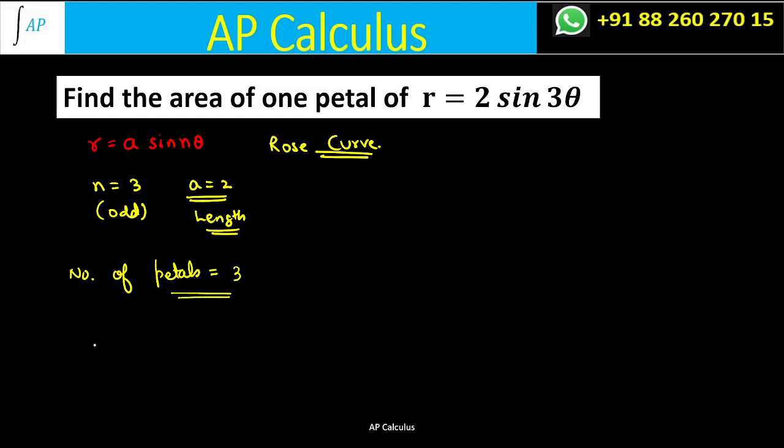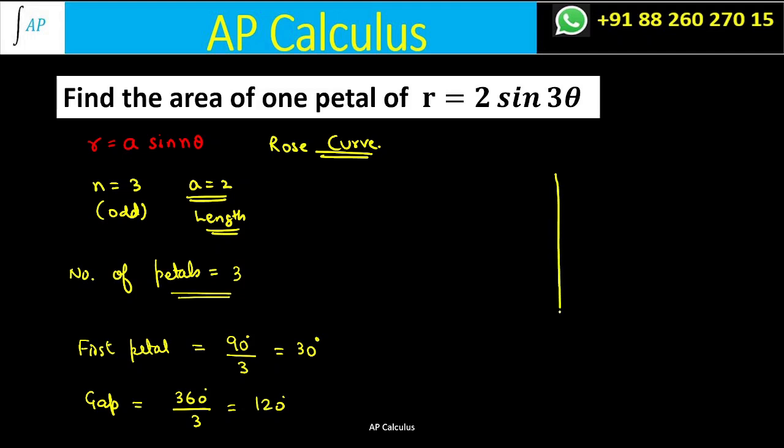Now in case of sine, the first petal will be at an angle found by dividing 90 degrees by n. Every time you divide 90 degrees by whatever n is. 90 degrees divided by 3 is 30 degrees. So the first petal will be at 30 degrees. How can we find the gap? A complete circle is 360 degrees divided by the number of petals, 3, which is 120 degrees. So the first petal will be at 30 degrees and then at a gap of 120 degrees.